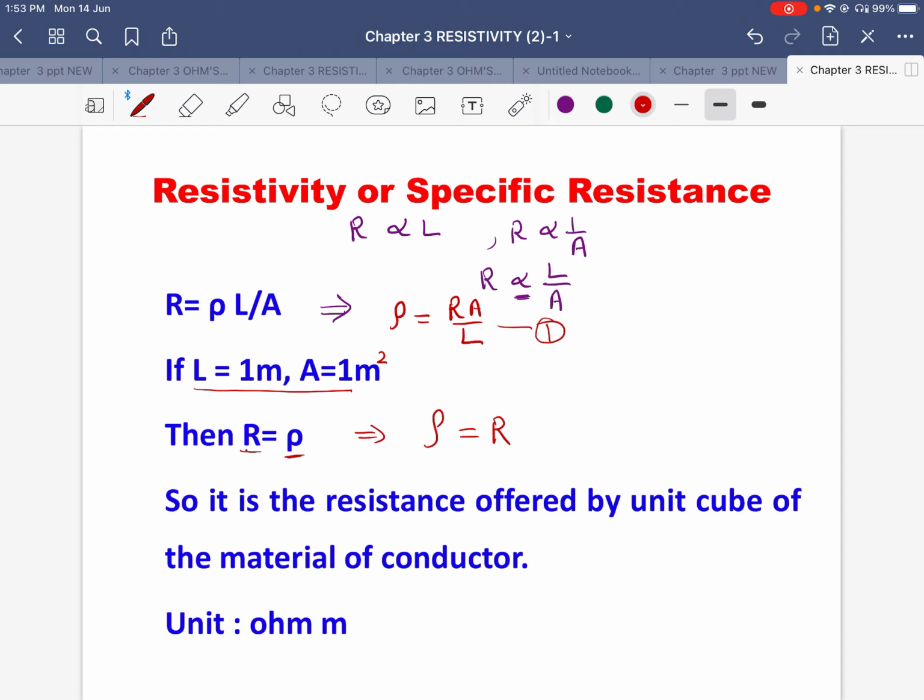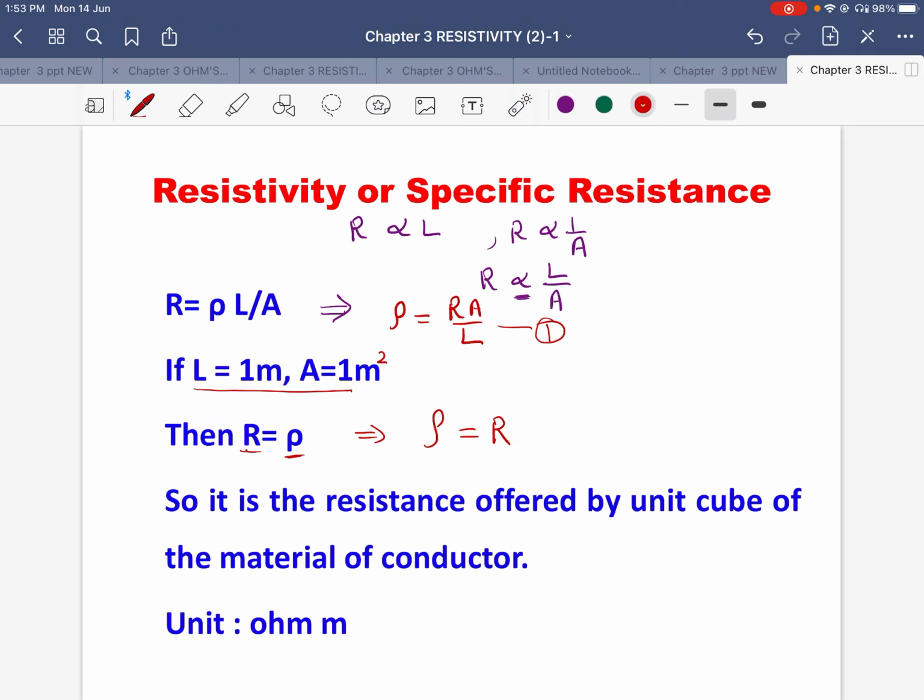resistance. Now we can define it in two ways. One is it is the resistance offered by the unit cube of material of the conductor. Unit cube means we can define it in other way also, that is resistivity of a material is equal to resistance of that material whose length is 1 meter and area of cross section is 1 meter square. Means if we are considering length of a material 1 meter and area of cross section 1 meter square, then in that situation resistance of that material will be equal to resistivity.